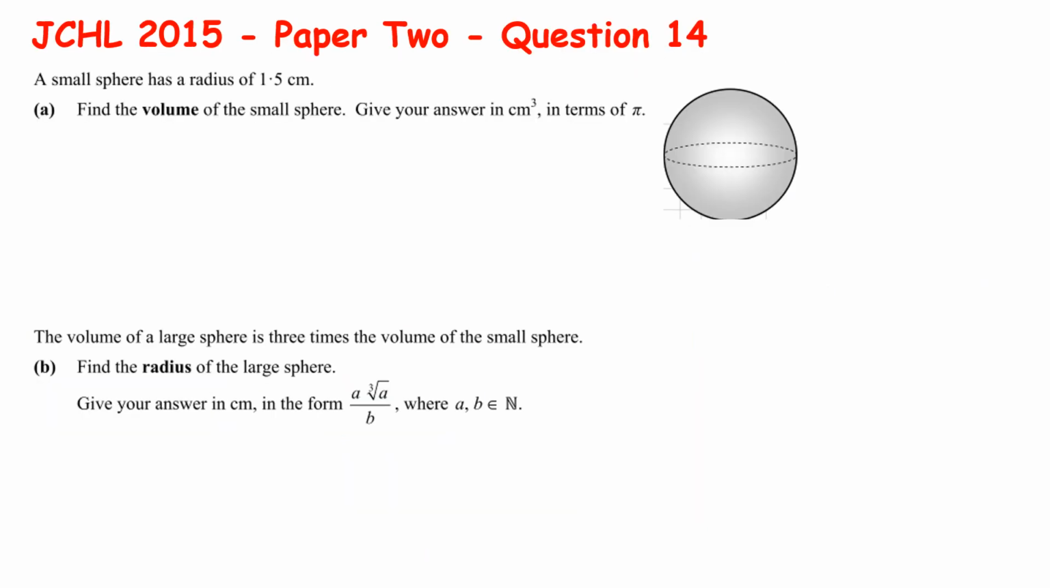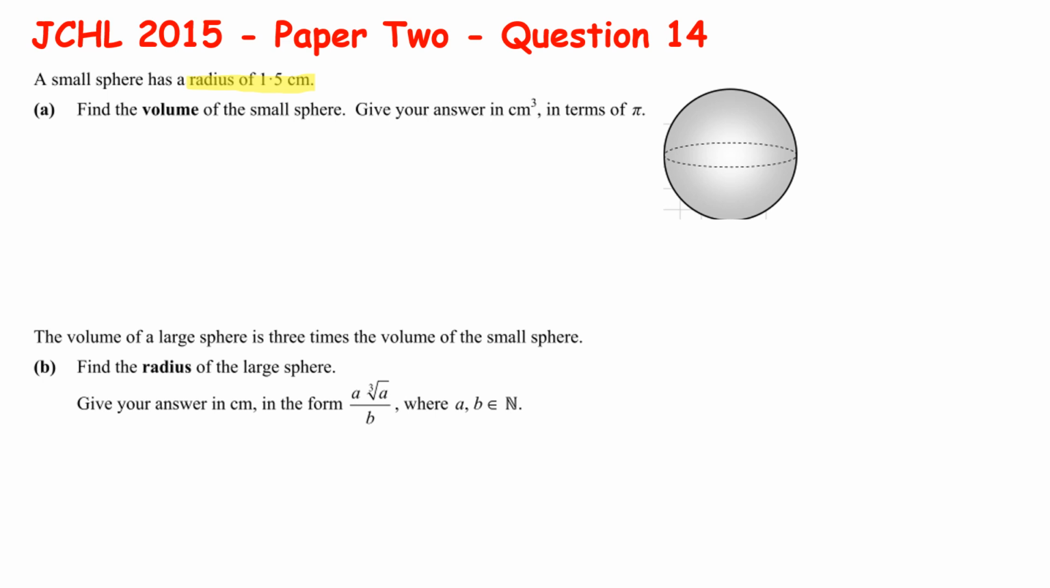Now let's look at an exam question. This is from the Junior Certificate Higher Level 2015 paper, and it's about a sphere. A small sphere has a radius of 1.5 centimeters. That's an important piece of information. Find the volume of the small sphere, giving your answer in centimeters cubed.